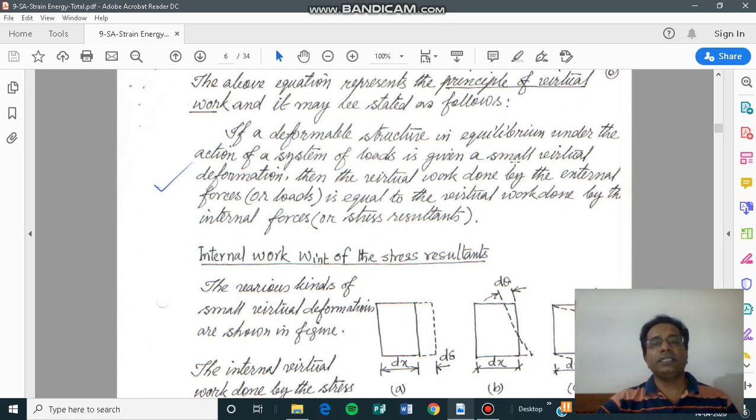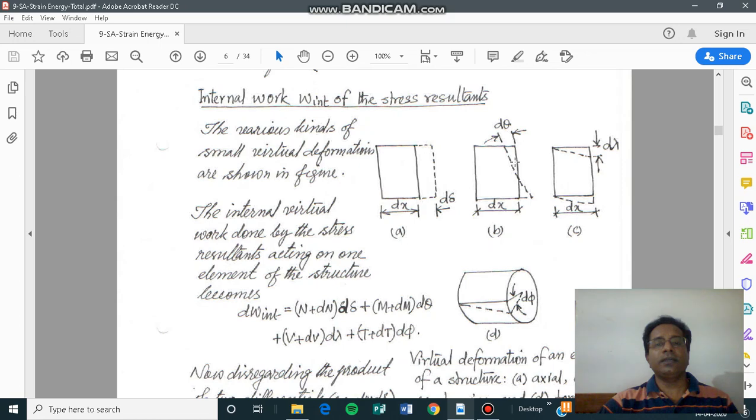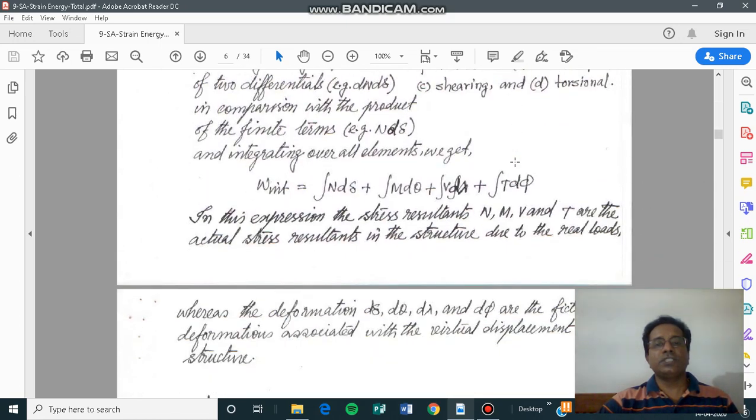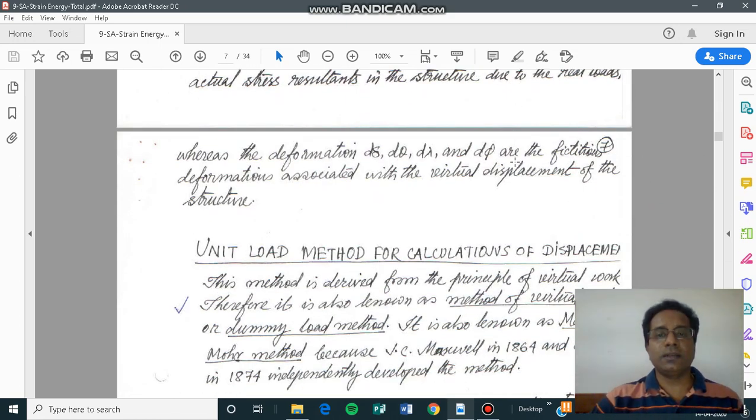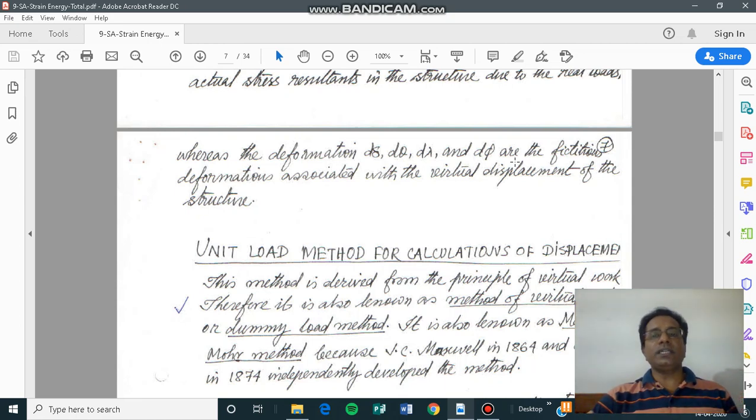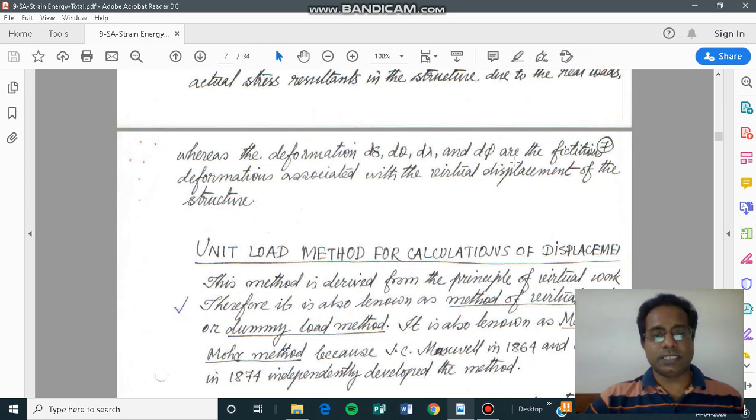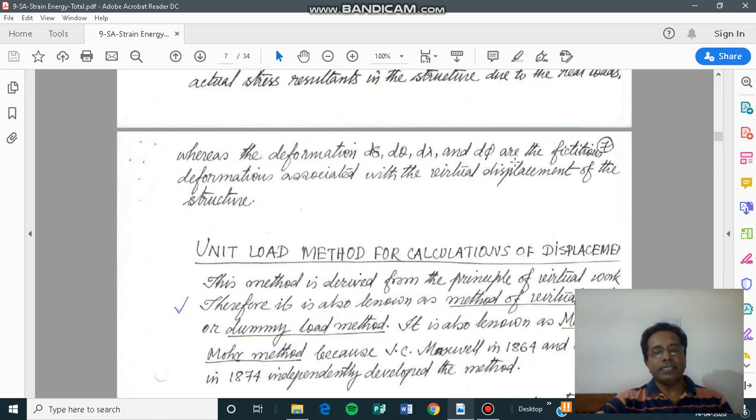So this concept is used to calculate the deflection or slope at any point in the beam and frame members. Without going much into the derivations and the theoretical part, we will move directly to the example system and see how we can apply this virtual work method to get the slopes and deflections. Another name for the virtual work method is the unit load method for calculation of displacements. Both are one and the same. Based on the principle of virtual work, the unit load method is derived.